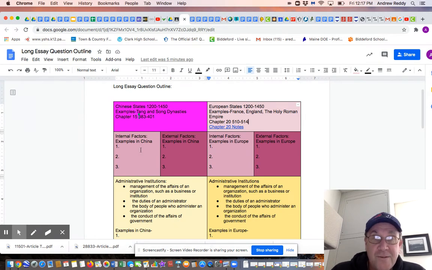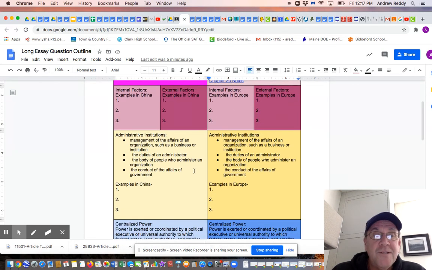Remember, internal factors are things that were going on inside of China or inside of Europe at the time. Think about the economy, the social hierarchies, how the government was functioning, things of that nature. External factors would be what was happening on the periphery of those empires, meaning on the outside of the boundaries. Where did they expand to, or who were they threatened by during these time periods?